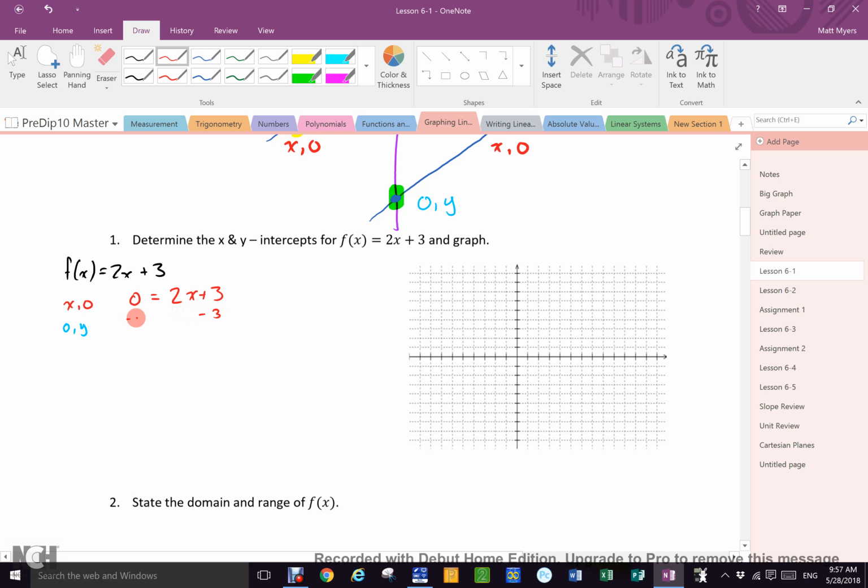Minus 3, minus 3. Negative 3 equals 2x. Then what? Divide by 2. X equals negative 3 halves. Right? Everybody with me? If x equals that, and that equals x, then what can I write there? Negative 3 over 2. So what then is my x-intercept?